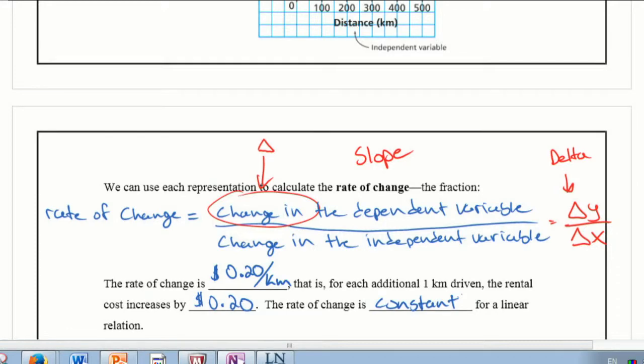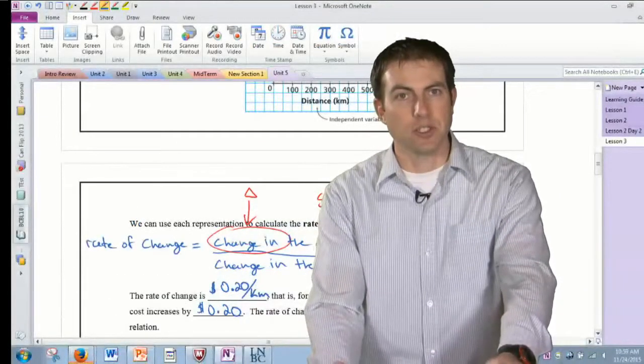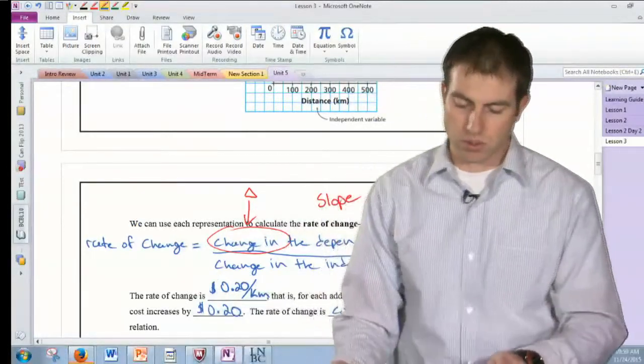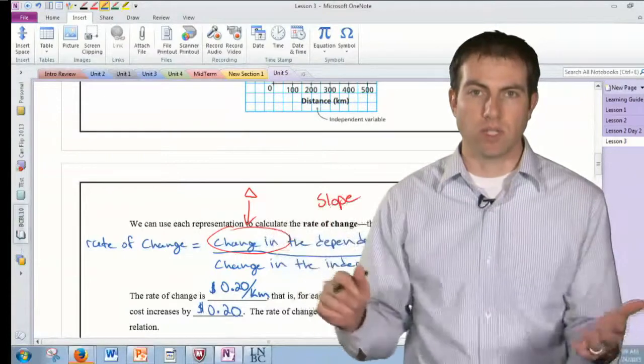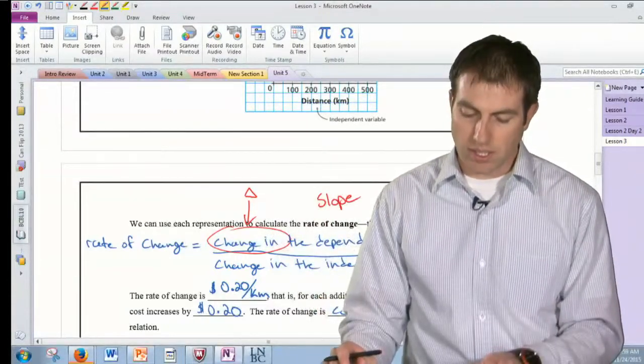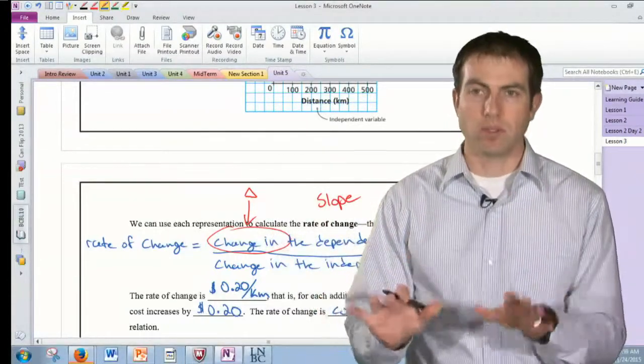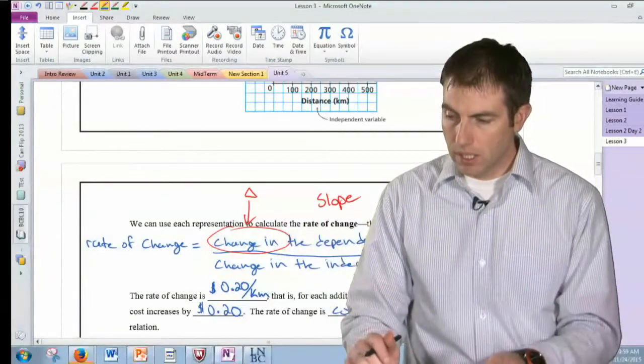We'll definitely spend lots of time talking about rate of change and slope and all of these ideas. So if you're wondering where did you get 20 cents from, Mr. Borden, that's just crazy, don't worry, we'll spend lots of time talking about it.